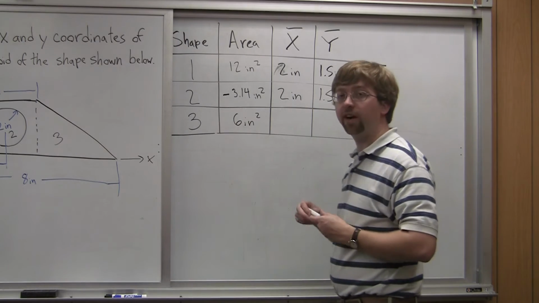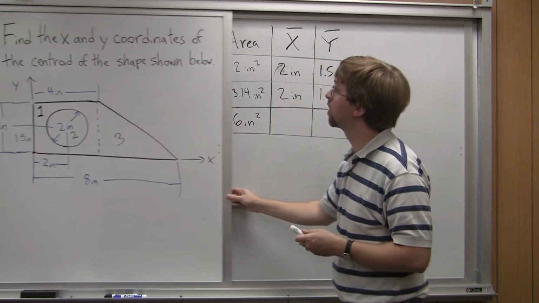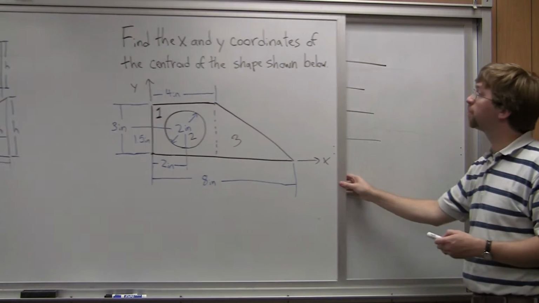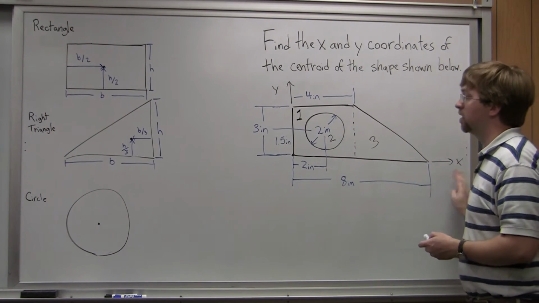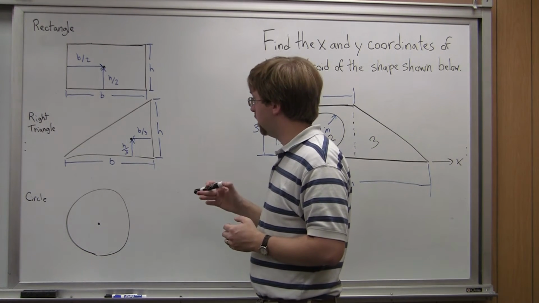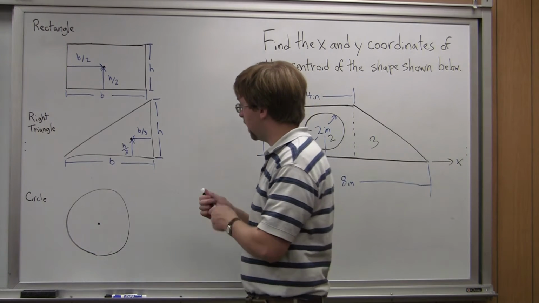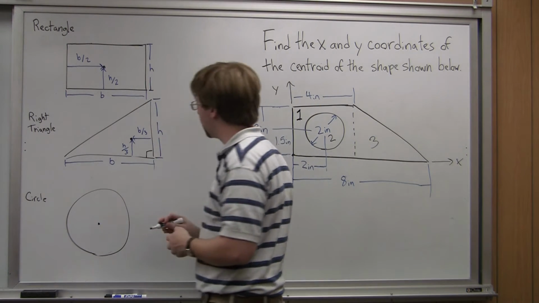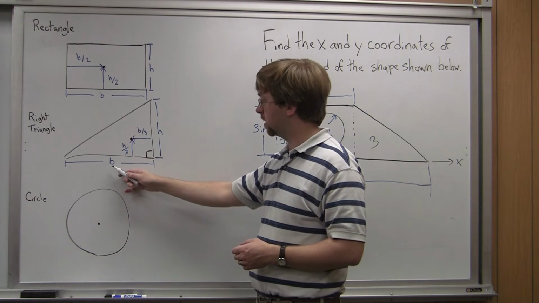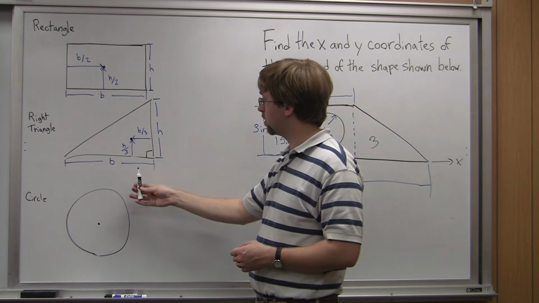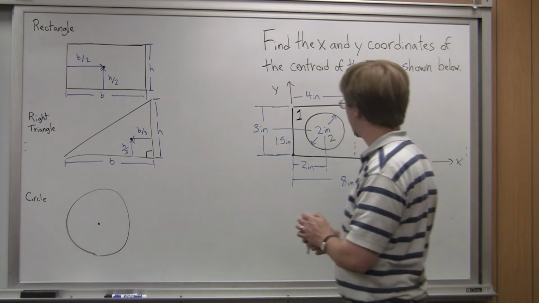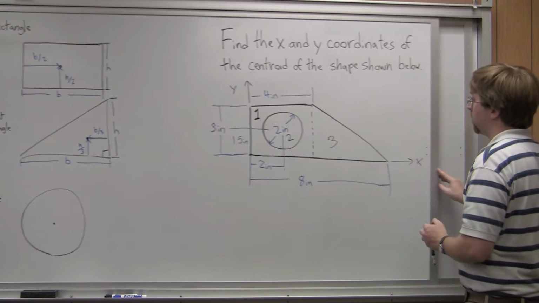Alright, finally I need to find the centroid of my triangle. So for my triangle, the centroid is going to be somewhere over here. And looking at the table, I have this. I know that from the right angle, right there, if I go 1/3 of the length of the base from that side, and 1/3 of the height of the triangle up, I'm going to end up at the centroid.